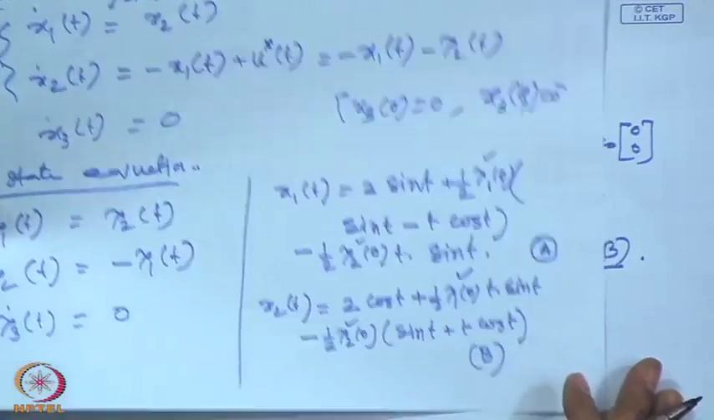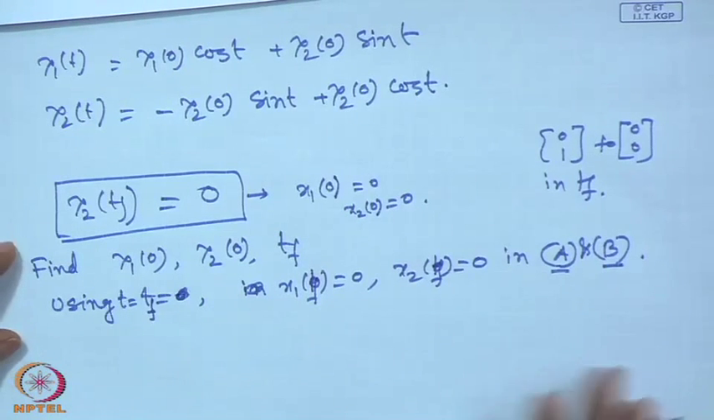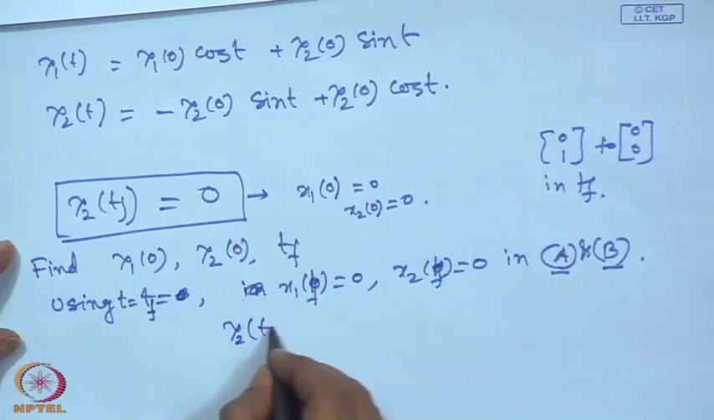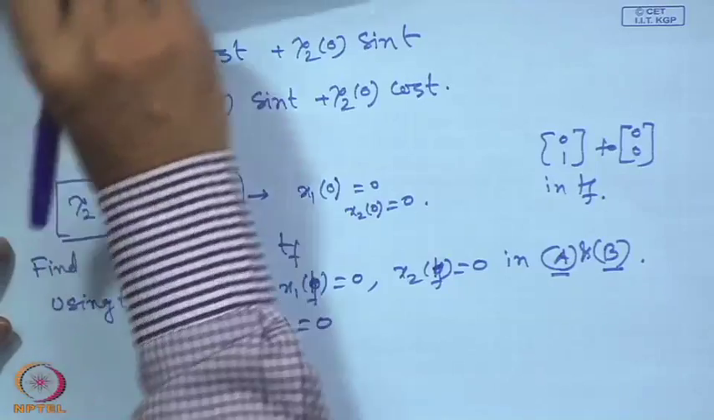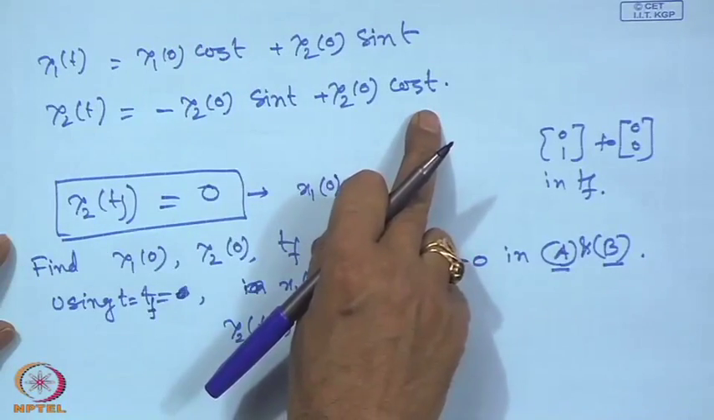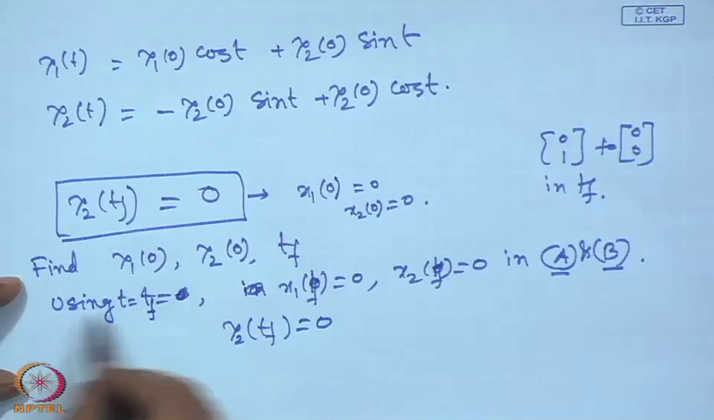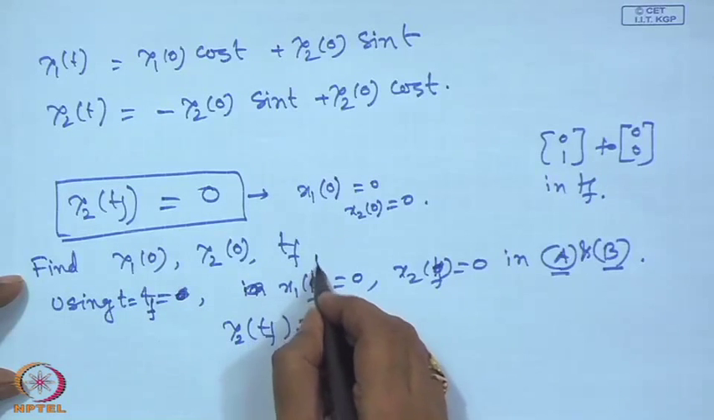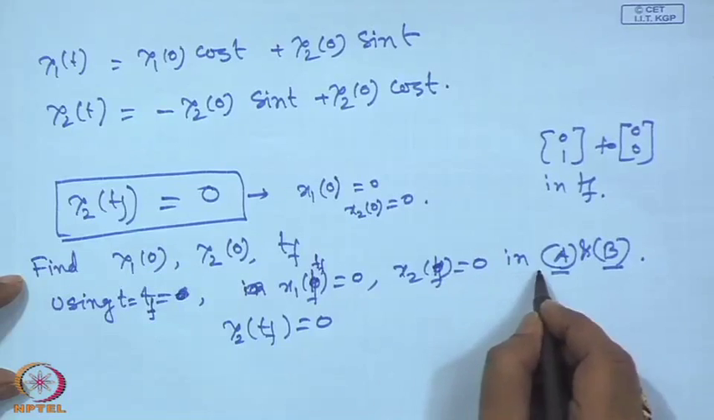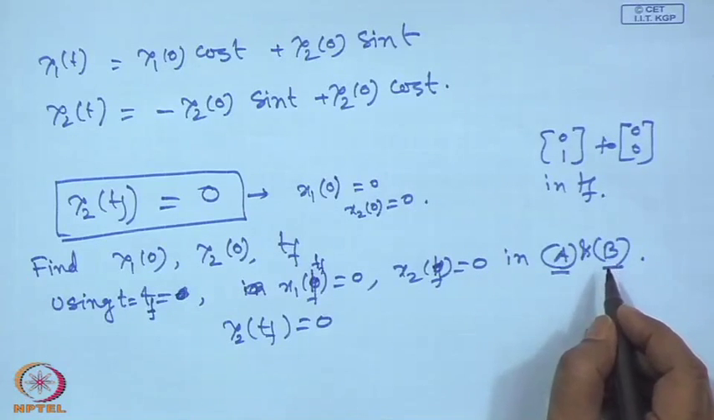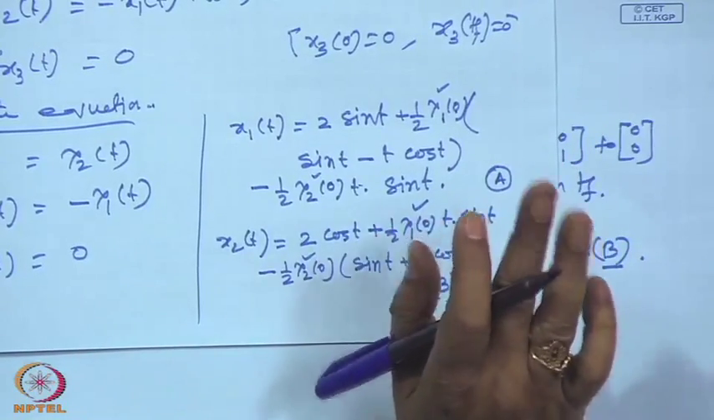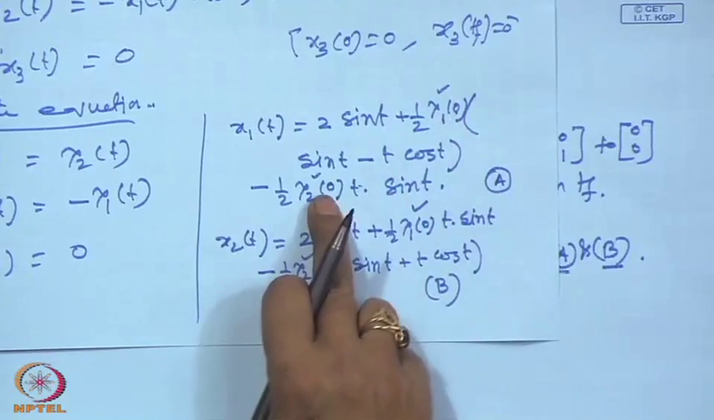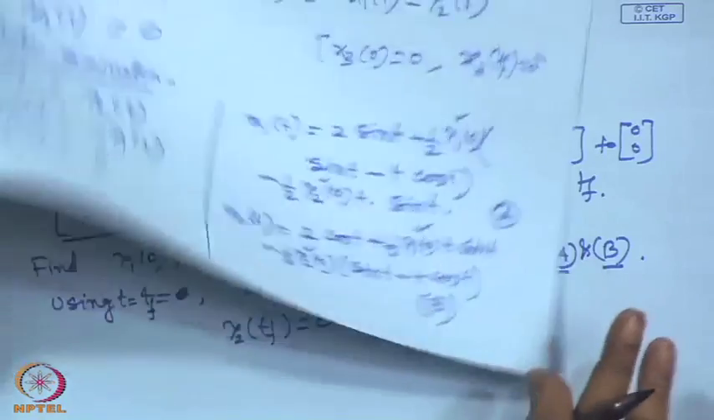We need another equation. Set lambda 2 at t f equal to 0, and using the lambda 2 f value you will get another equation. Okay? So, using t is equal to t f, x 1 t f and x 2 t f equal to 0 in equation 2, 1, a and b, we will get 2 equations but 3 unknowns. What are the 3 unknowns? Lambda 1 0, lambda 2 0 and t f are the 3 unknowns, but we have 2 equations.